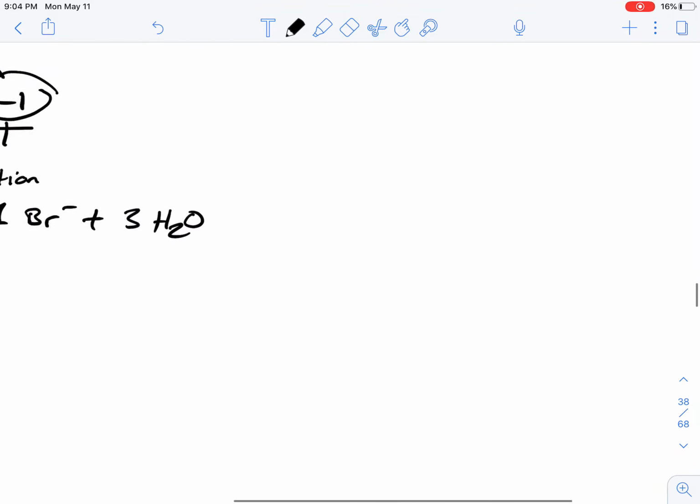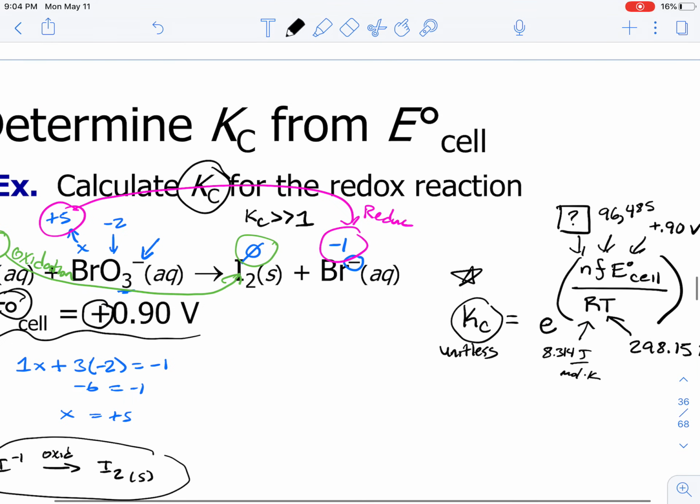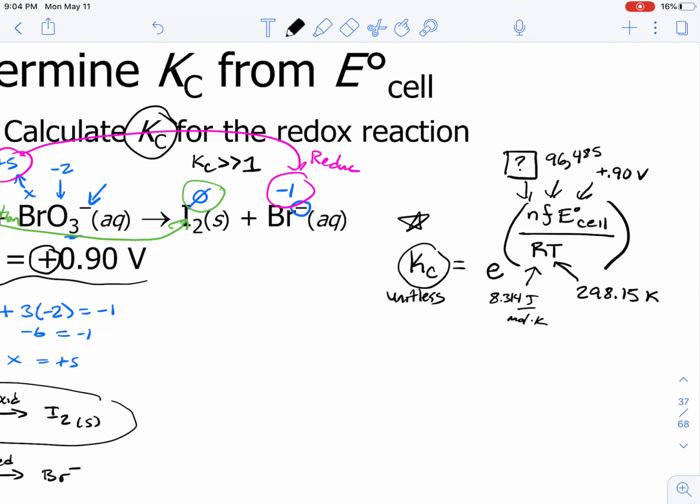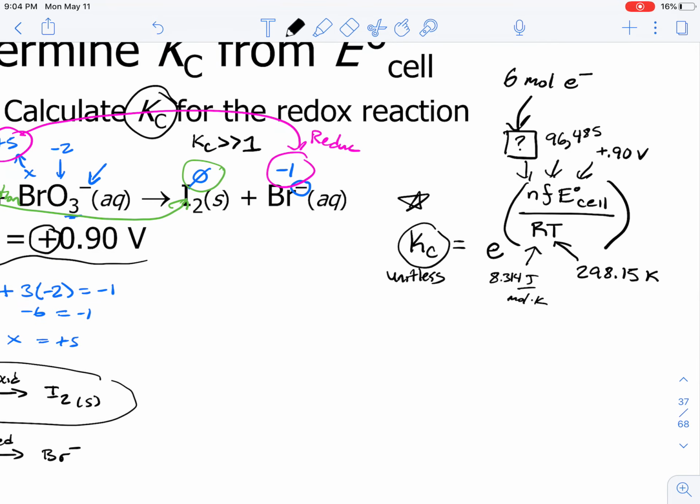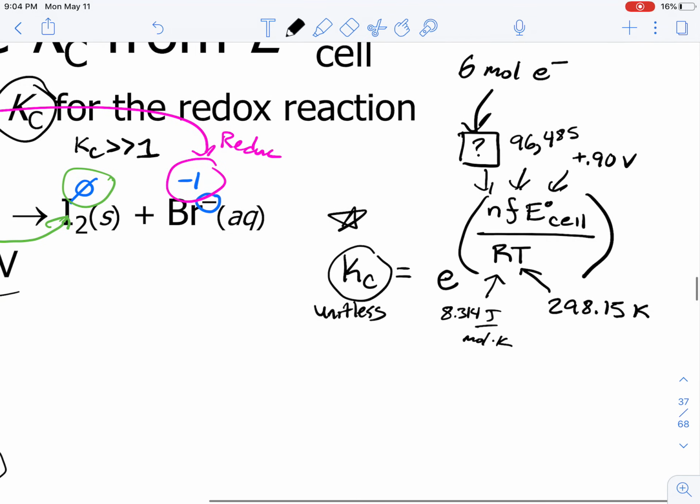So let's see here. I did all of that work just to get one number, which is 6 moles of electrons. It's real work. Anyways, now that I figured out all of my values, I'm just going to plug everything in. I'm going to multiply everything that's in my numerator. So it's going to be 6 times 96,485 times 0.90.